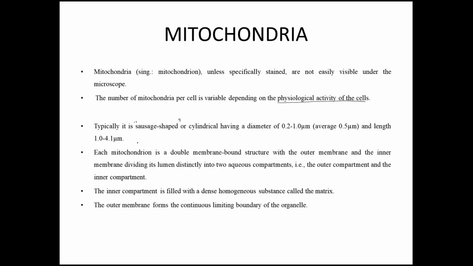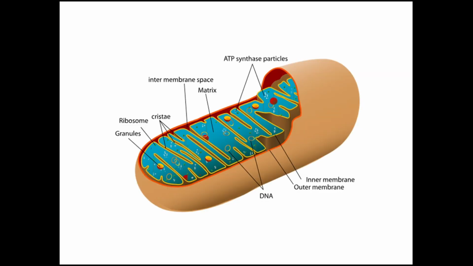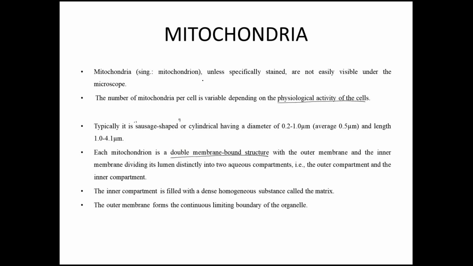Each mitochondrion is a double membrane bound structure. You can see that there are two membranes, an inner membrane and an outer membrane, and there is an intermembrane space between the two, right?